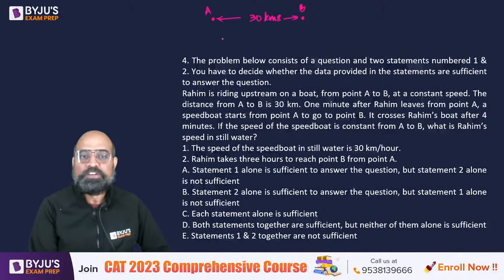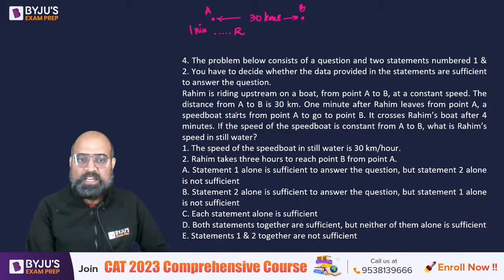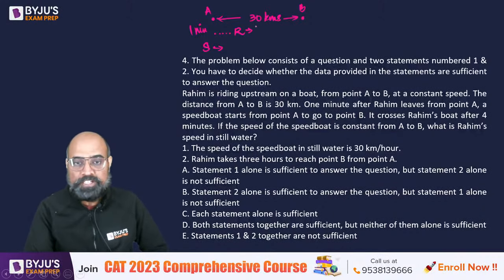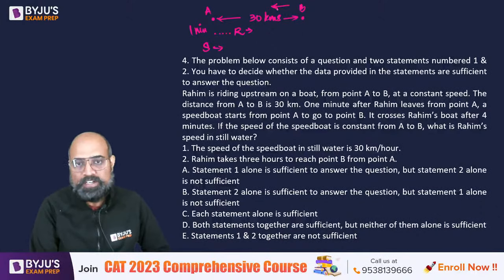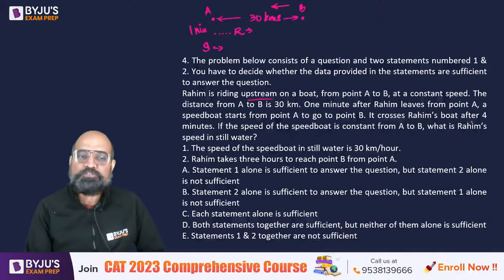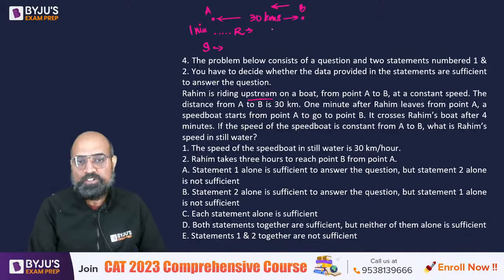1 minute after Rahim leaves from point A. So after 1 minute, Rahim is, let's say, over here. So this is 1 minute duration, post 1 minute. A speedboat starts from point A. So let's call this speedboat S. It starts from here. We don't know the direction of the current, right? Acha, Rahim is riding upstream, so we know the direction of the current is from B to A. Okay, it is written upstream. If it crosses Rahim's boat after 4 minutes. So if I talk about after 4 minutes, let's say Rahim is over here and the speedboat is also over here. And this happened after 4 minutes.